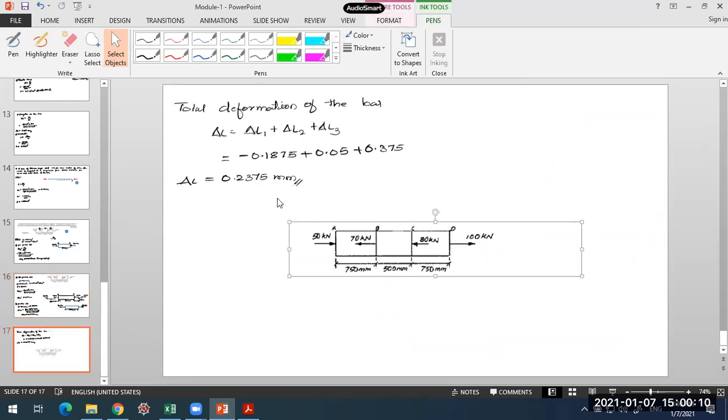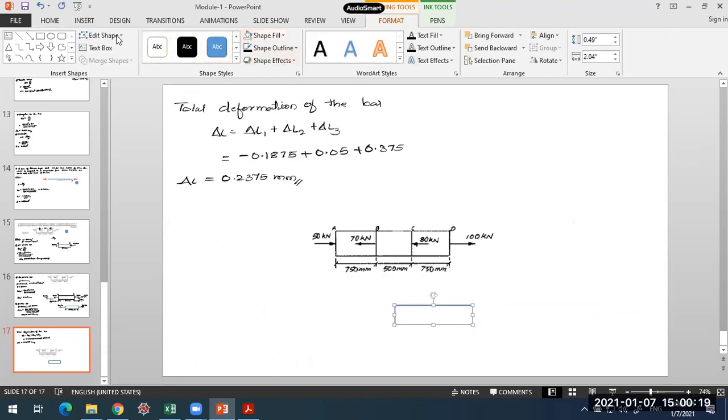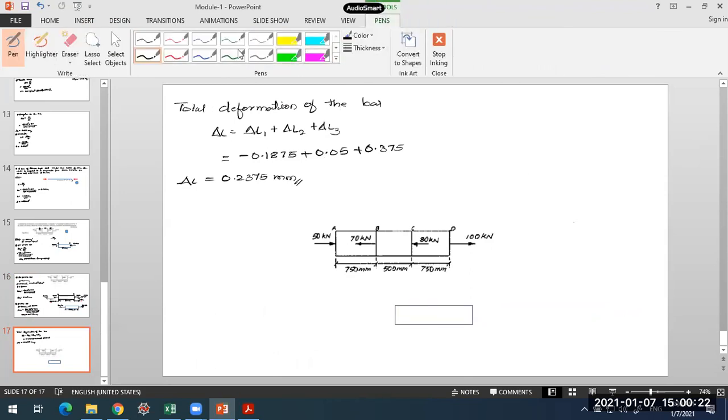I'll take it separately, portion CD. So what is happening in this portion is, this is the portion CD. I'll keep it here. Only portion CD I'll consider. What are the forces acting on this portion CD? First of all, on the left side, this is 50 kilonewton. This 50 kilonewton load will be transmitted throughout this bar. But what I'm interested in is what is the net force to which this portion CD is subjected.